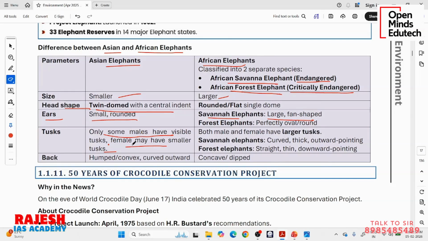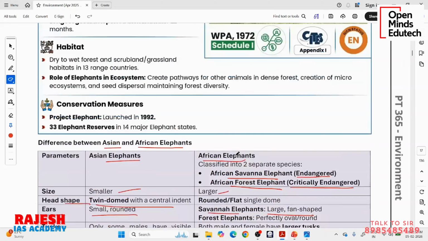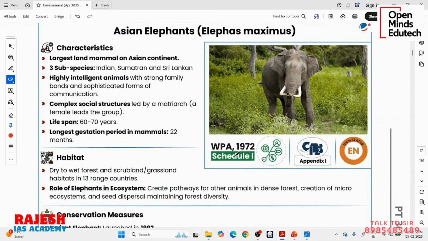Females also may have it, but smaller ones. But if you see African elephants, both male and female have very large tusks. Okay, back humped, convex, curved outward, concave, dipped. I have already shown you. So this is about the different elephants across the world.